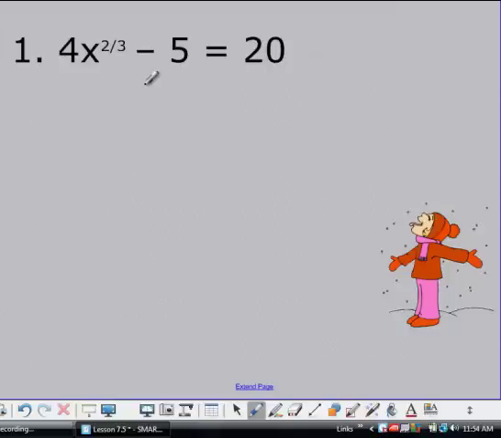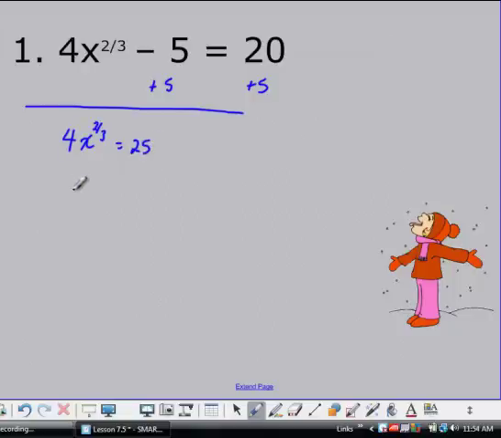Alright, don't panic when you see something like this. Let's say I gave you 4x minus 5 equals 20 on a test. You would think that was really easy. You do, okay, 4x equals 25, x equals 25 over 4. Right, no problem. So now we're going to solve it the same way. I'm going to add 5, 4x to the 2/3 equals 25.